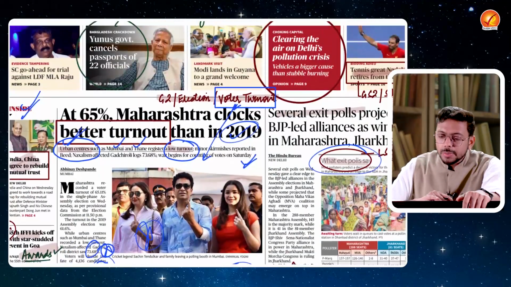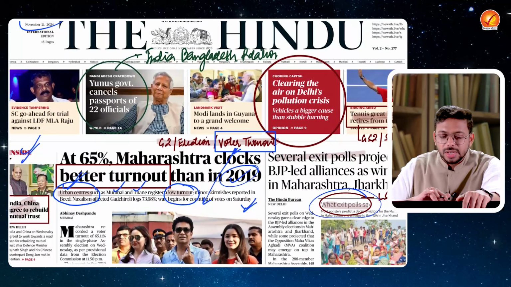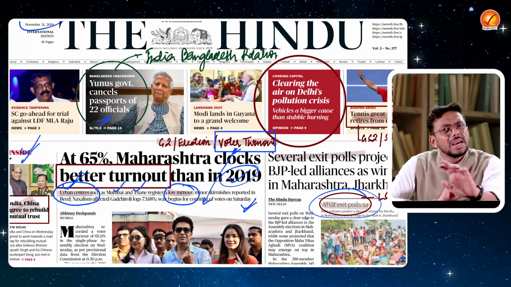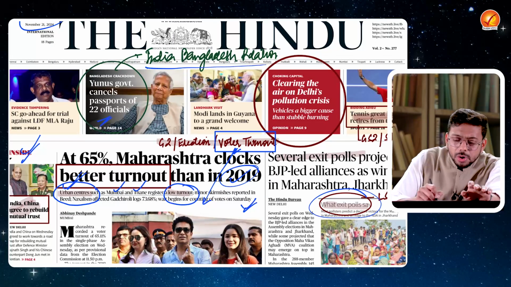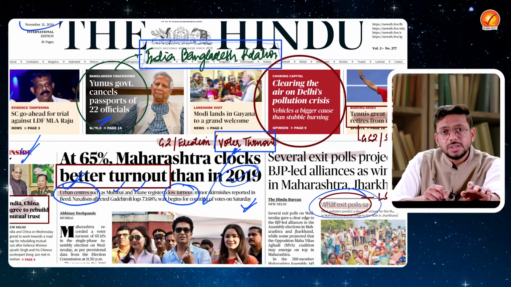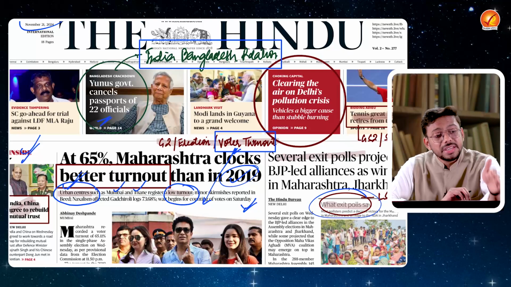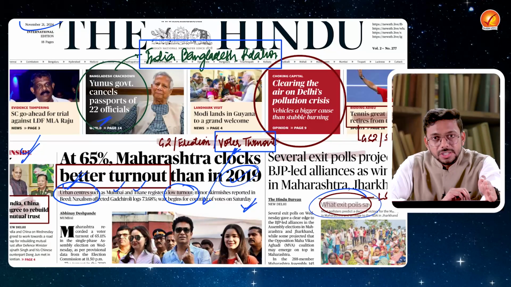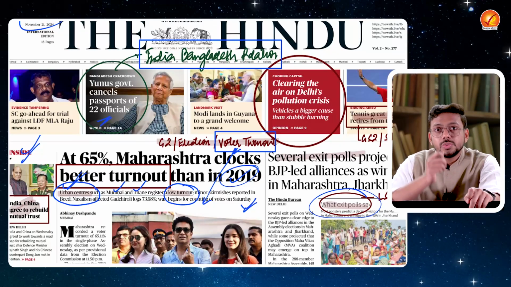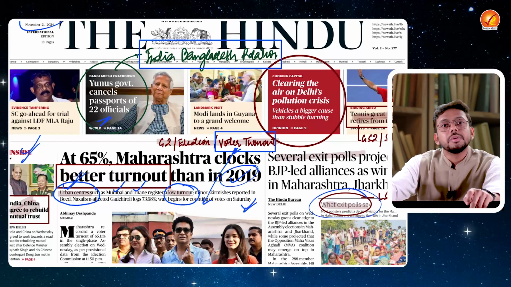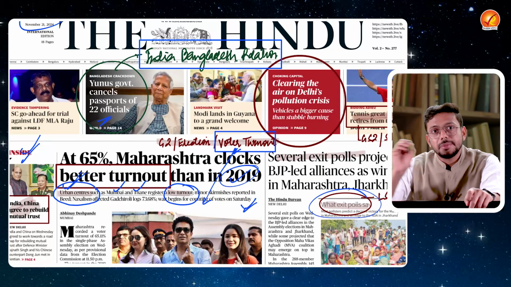Now let's talk about the side headings which we left in the earlier part. The US government cancels passports of 2022 officials. Nothing important, but what will become important is India-Bangladesh relations, because very significant changes have happened in Bangladesh. So India-Bangladesh relations will certainly become important from the exam perspective, right? So you will have to prepare India-Bangladesh separately.